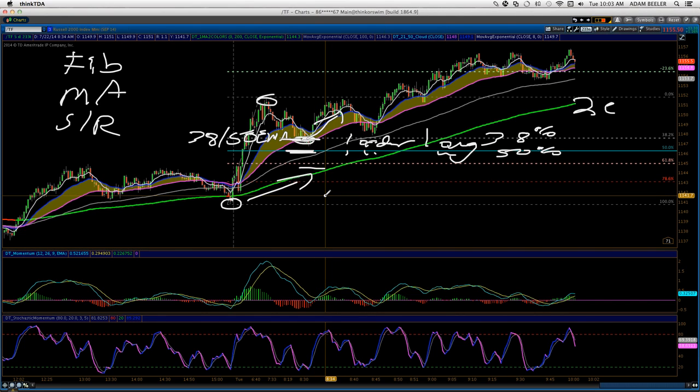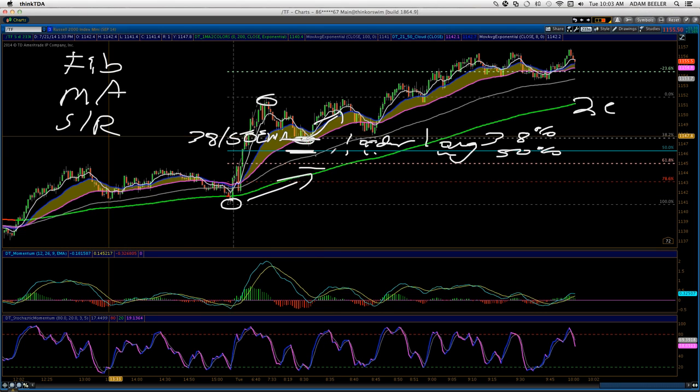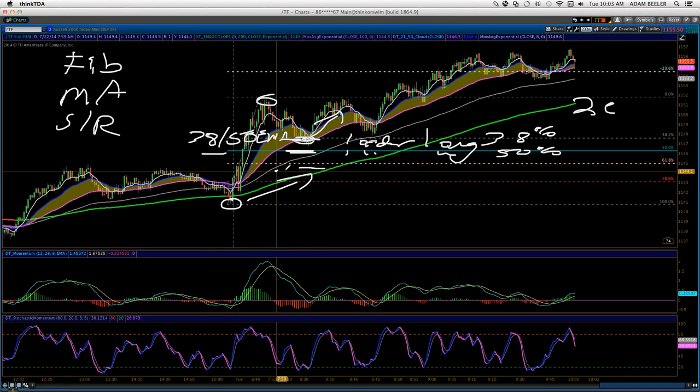Now, I'm going to go into more detail here on our different prices. So in this situation, we would get long at the 38 and the 50, with a stop below the 61.8.